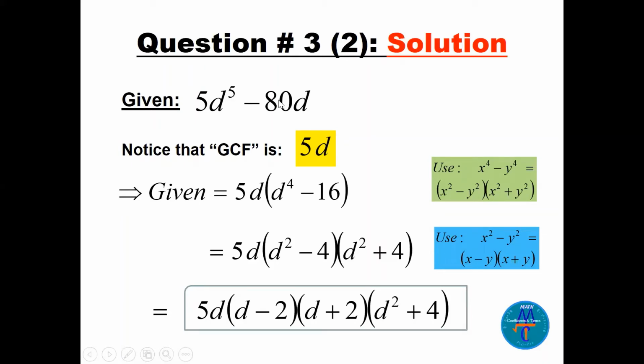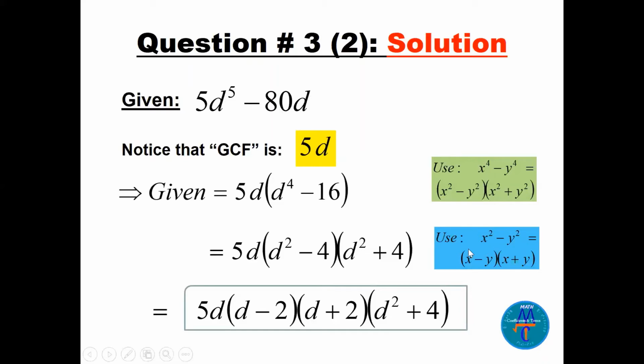Okay. 5, because 80 is 5 times 16. See, the 16 is there. There is a d common also, smallest power 1. And d power 5 becomes here d power 4. So 5d is the GCF. I take it out. Now d power 4 minus 16.